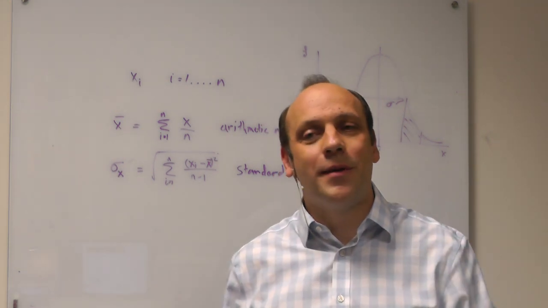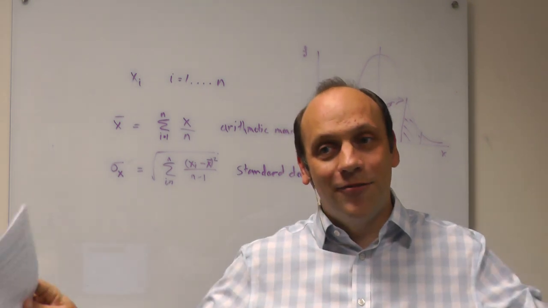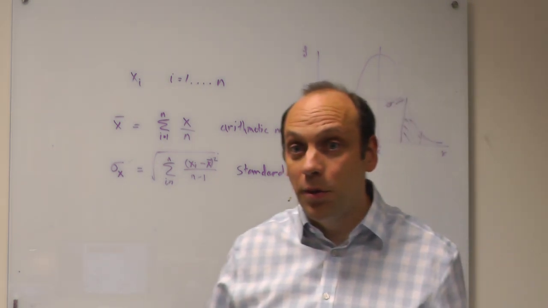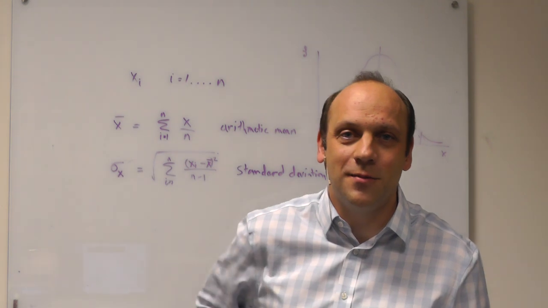And if you look at real experimental data, you'll find typically they have fatter tails than a normal distribution. That is, more than 3 out of 1,000 are plus or minus 3 sigma away.